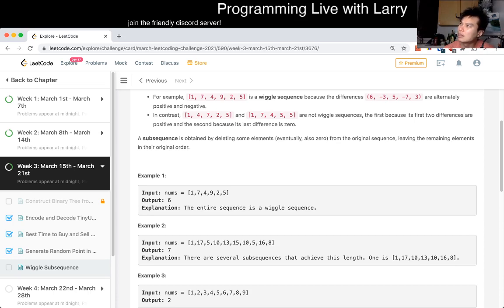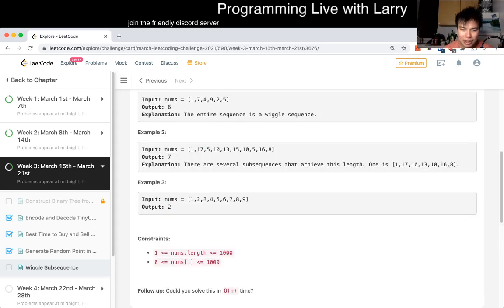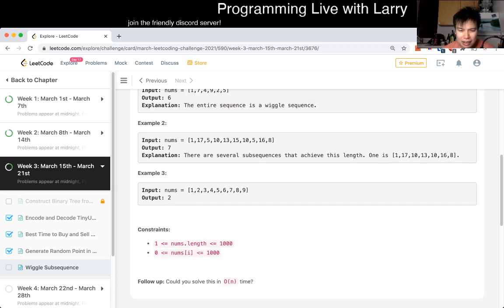No, that's still n squared. I mean, some of it depends on how you want to say it, because you can take advantage of the fact that each number is less than 1,000, but that's still n squared-ish, or at least 1,000 squared-ish, if you do a DP. So how do we get this in linear time?